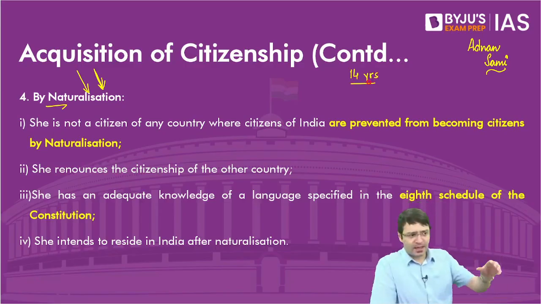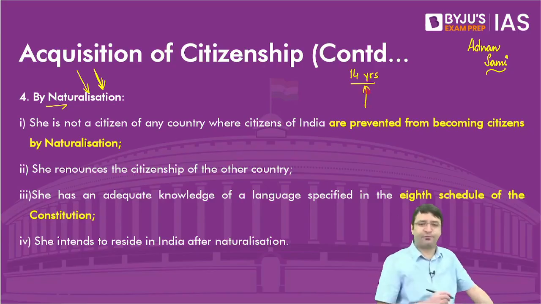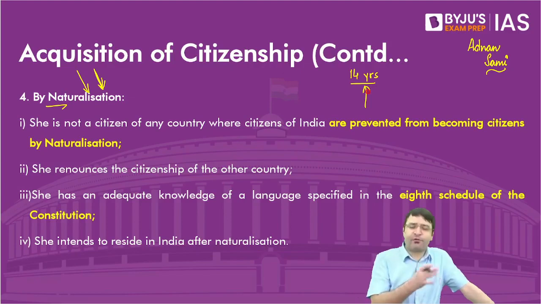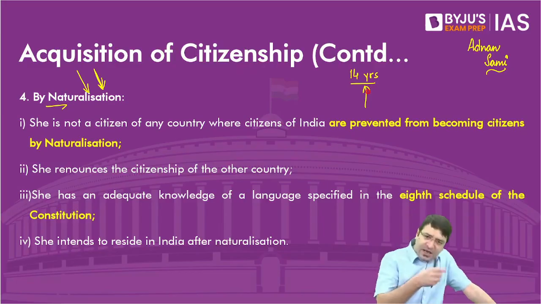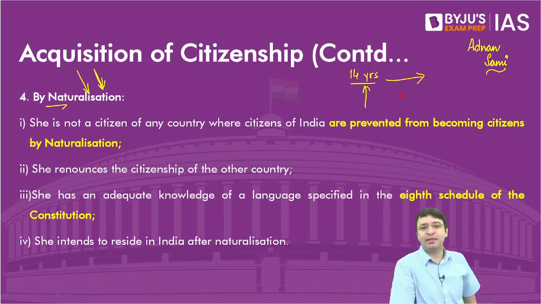14 years in the sense, if you came to India in the year 2000, you can apply for Indian citizenship through naturalization only in 2014. Why? Because you should have stayed in India for 14 years. That's how we will know that you are genuinely interested in becoming a citizen of India. That doesn't mean you're staying illegally. It means you're on a valid visa, and the Indian government keeps extending your visa. You are a legal migrant in India, staying with a valid visa for more than 14 years. After 14 years, you can apply for Indian citizenship through naturalization.